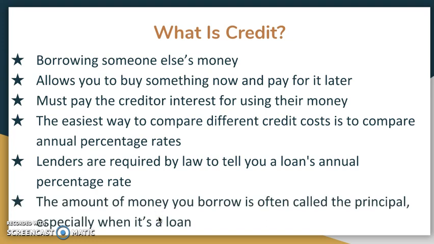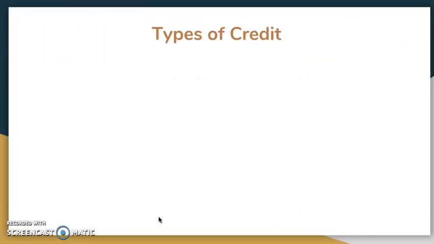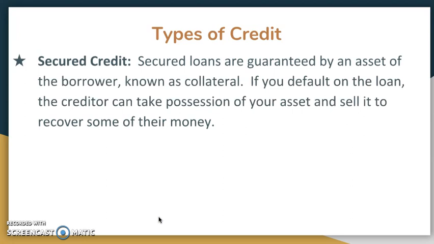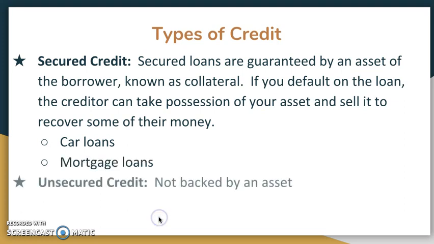The amount of money you borrow is often called the principal, especially when it's a loan. There are different types of credit. Secured credit are secured loans which are guaranteed by an asset of the borrower known as collateral. If you default on the loan, the creditor can take possession of your asset and sell it to recover some of their money. Examples would be car loans or mortgage loans.